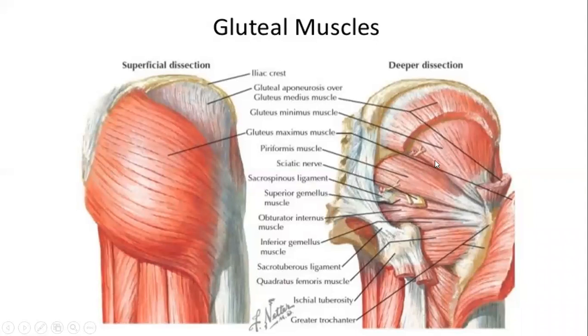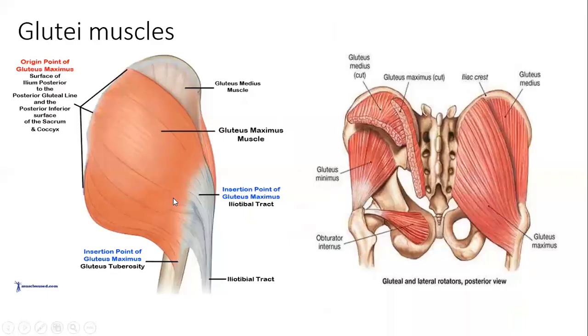And further down from the gluteus minimus, towards the upper end of the femur, we have piriformis. Then we have obturator internus. Above it is superior gemellus, and below it is the inferior gemellus. And in the lowest most part of the gluteal region, we have quadratus femoris. So I hope the location, position, and different shapes of the muscles will be clear to you.